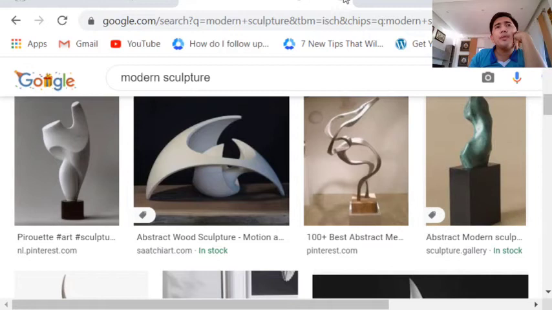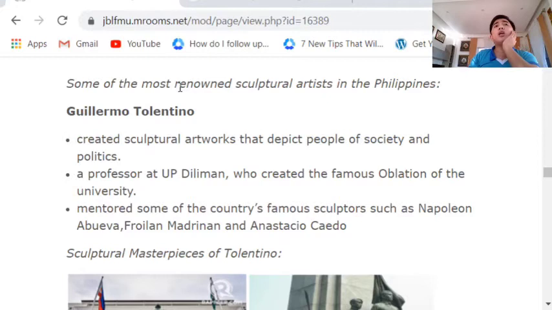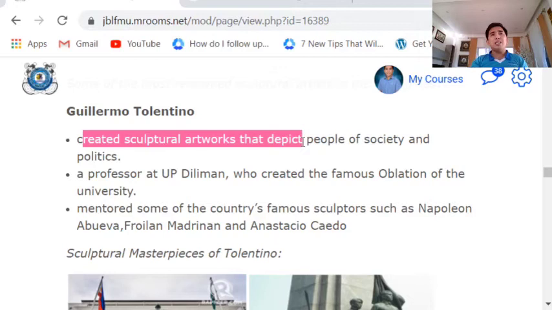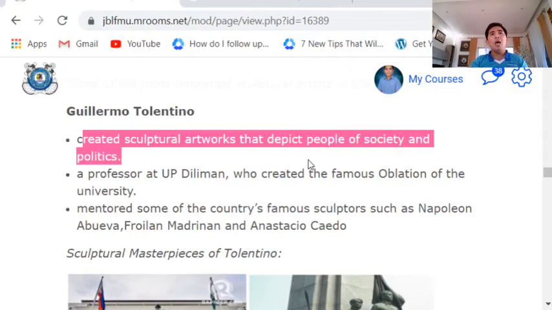Okay, now let's move on to some of the most renowned sculptural artists in the Philippines. So, first is Guillermo Tolentino. Okay? So, who's Guillermo Tolentino? He created sculptural artworks that depict people of society and politics, especially prominent and famous people.